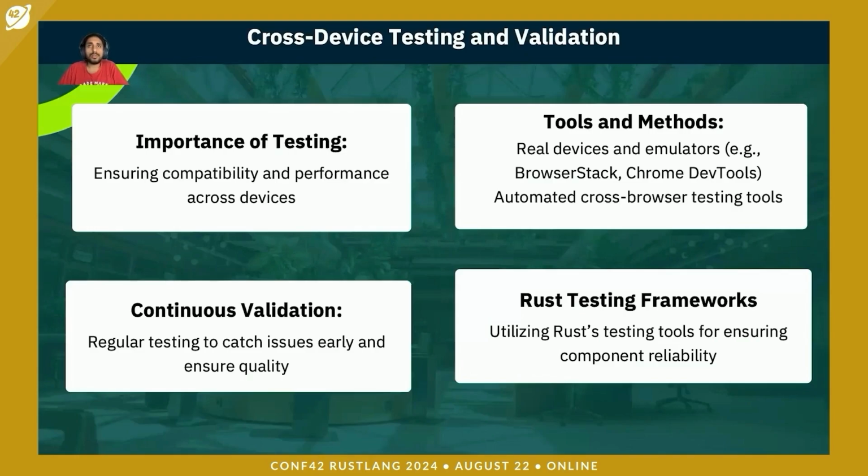Without thorough testing, you risk alienating a portion of your audience who may encounter bugs or performance issues. Tools like BrowserStack and Chrome DevTools are invaluable for testing your site across a wide range of devices and screen sizes. BrowserStack, for example, allows you to test on a real device in the cloud, while Chrome DevTools provide a robust set of features for testing and debugging directly in your browser. Automated cross-browser testing tools such as Selenium or Cypress can help catch issues early in the development process, ensuring that your site works across all major browsers.